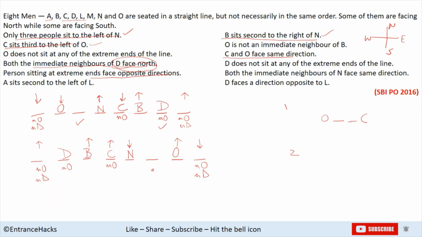Both the immediate neighbors of N face the same direction. So N's one neighbor C is facing south here, so this also has to face south. Similarly in this, C is facing north, so this also has to face north.